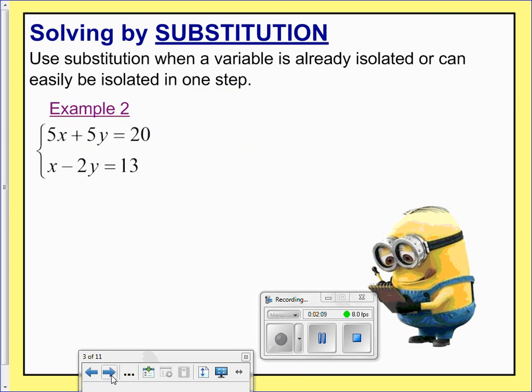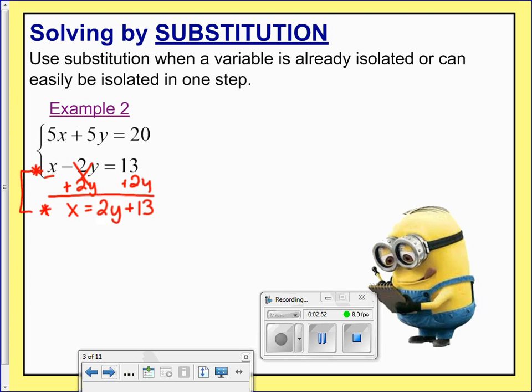Let's try a second problem. Like I said before, we're going to use substitution when a variable is already isolated or when it's easy to isolate. So notice this x right here. It does not have a coefficient, so it's going to be easy to get that by itself. So if I was going to manipulate this equation, I could add 2y to move it to the other side. And this equation is x, that will cancel, equals 2y plus 13. Now it is isolated. This equation right here and this equation right here are the same equations.